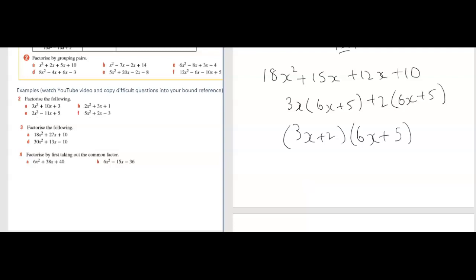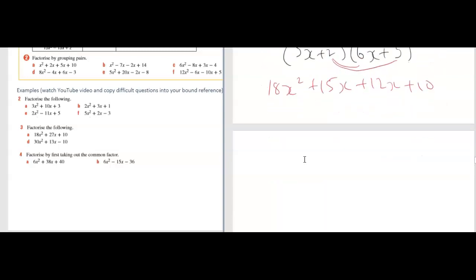Now, if you're wondering why this works, think about expanding this quadratic. If we do 3x times 6x, that's giving us our 18x squared, which is here. And then when we do 3x times 5, we get 15x, which is this. And then we've got our 2 times 6x, which is 12x. And then 2 times 5, which is 10. So you can see it's just the reverse of this process, okay? But questions like this, when you're dealing with such high numbers, just take a little longer.